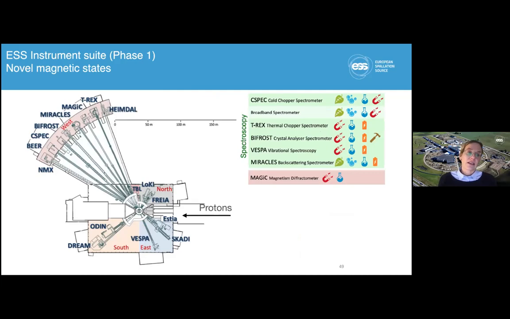And I show this again. I'm sure you've seen this before. This is an overview of the ESS. We have the protons coming from the left, hitting the target and scattering within the moderator into the various instruments. And the instruments that I'm going to talk to you about are C-SPEC here at the top, and MAGIC long haul as well, right beside T-REX and MIRACLES. So these instruments are 160 meters long and will be very useful for magnetism.